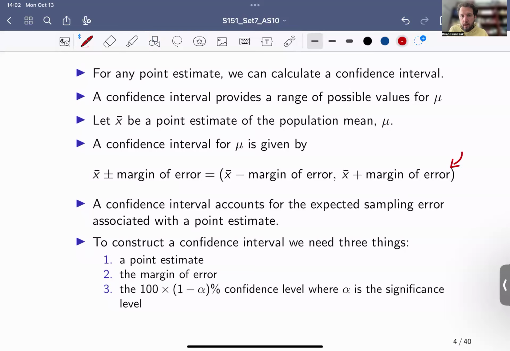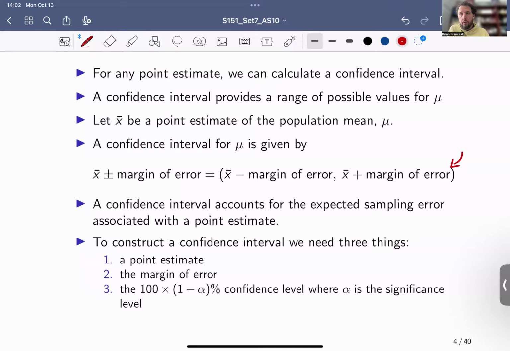Every confidence interval has this form: point estimate minus the margin of error to the point estimate plus the margin of error. What we have to learn how to do in this set, or I could say the main thing that we're going to learn how to do in this set, is compute the margin of error such that we can then construct the confidence interval.